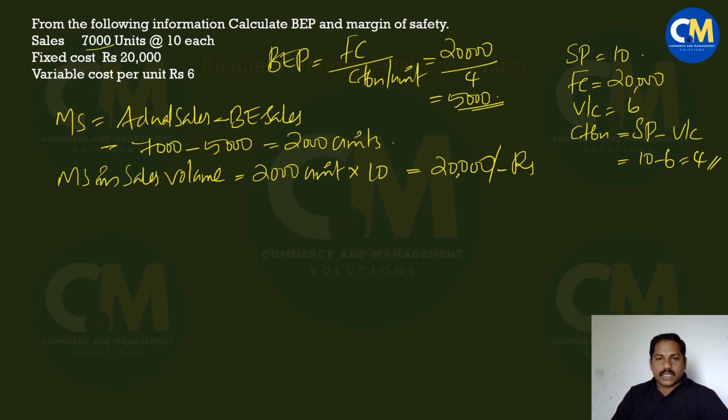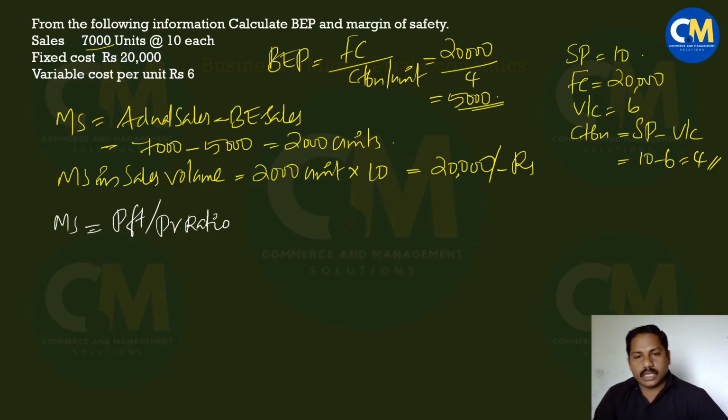This margin of safety we can calculate by using another equation also. Margin of safety is equal to profit divided by PV ratio. Here some information is not available: profit is not available, and PV ratio also is not available. We need to calculate them. So first we will work out the PV ratio.